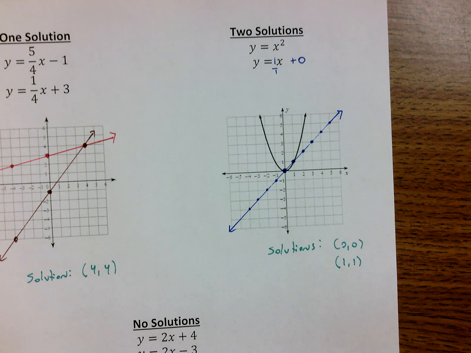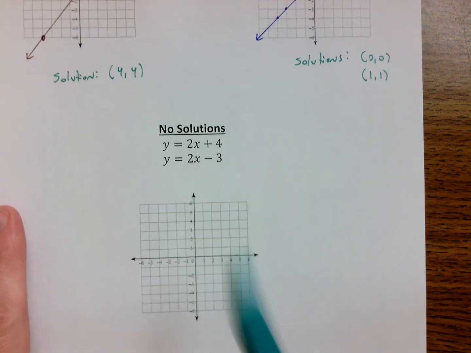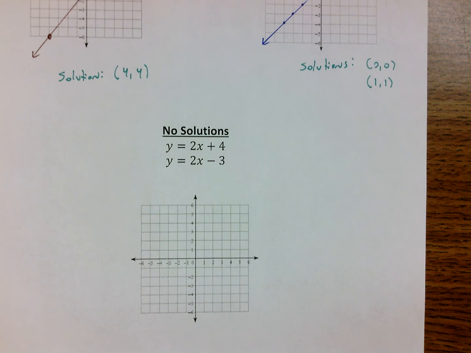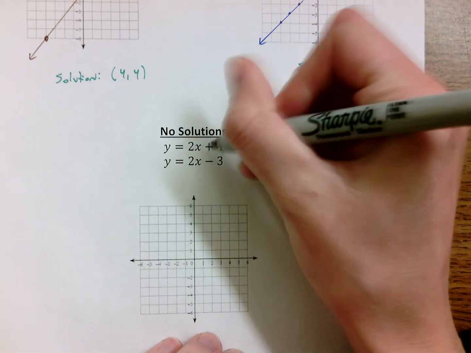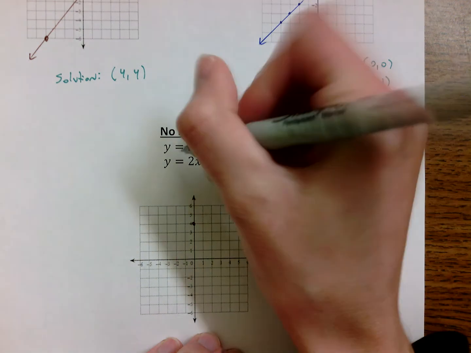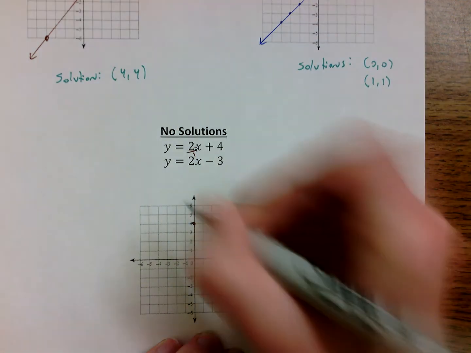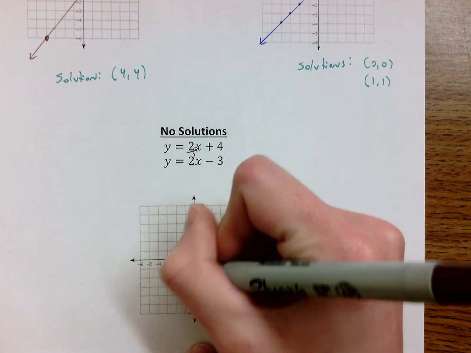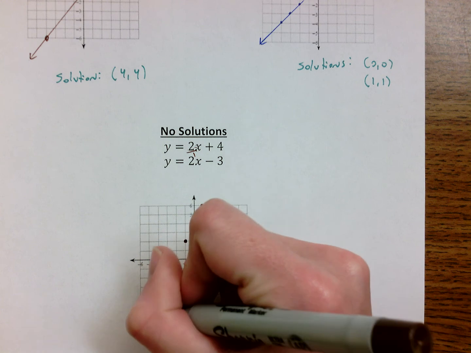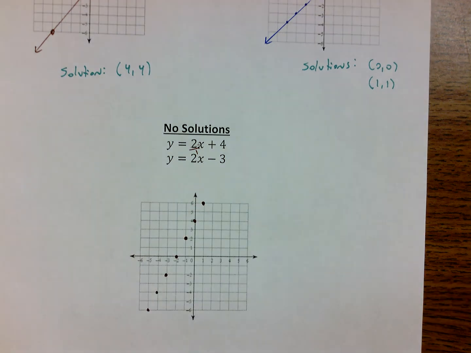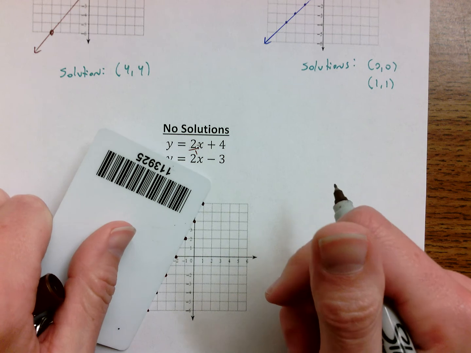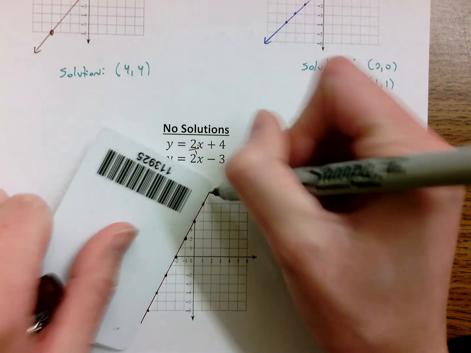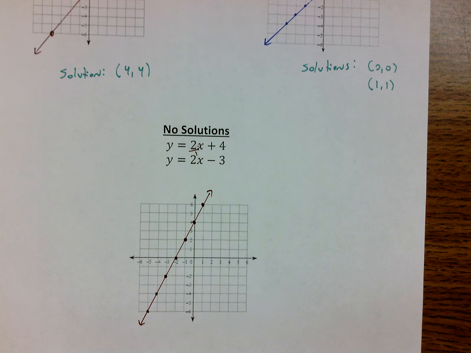If you get some more complicated equations, you can sometimes have 3, 4, 5, lots of different solutions. All right, and then the last one is no solutions. So I'm going to graph these. The first one starts at 4. My slope is 2, so 2 over 1. So from there, I'm going to go up 2 and over 1, or I can go the other way. There's my line, so I'll go ahead and draw that. And then we're going to do the other line.